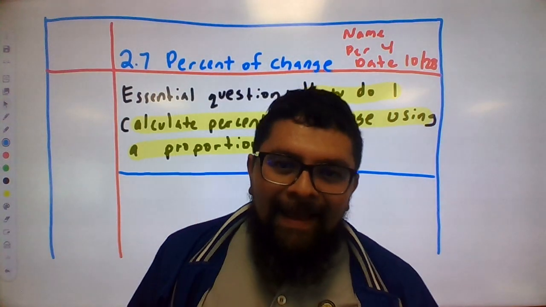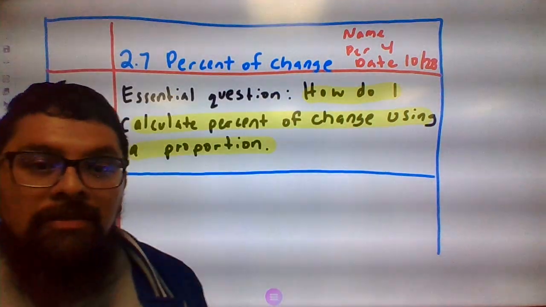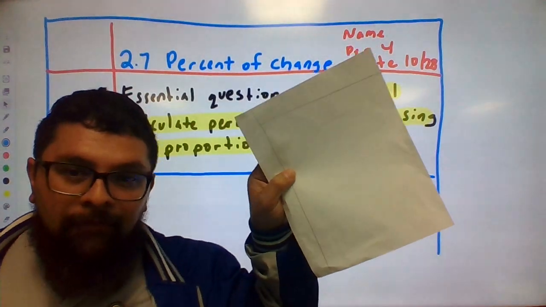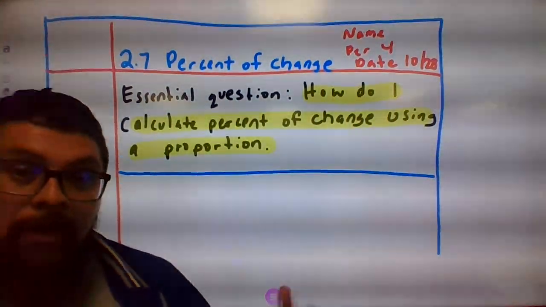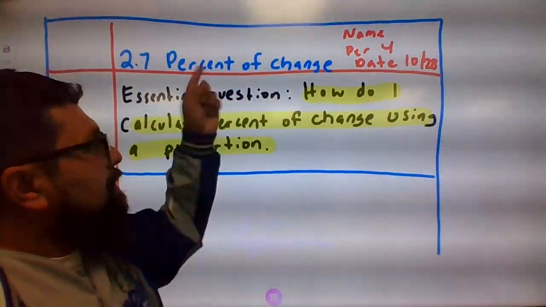Hi, good afternoon, class. So we are on 2.7, percent of change. Make sure you have a new paper. You're going to use a new paper, either from just a regular paper or from your notebook. Make a new page out of it. So today is 2.7, percent of change.